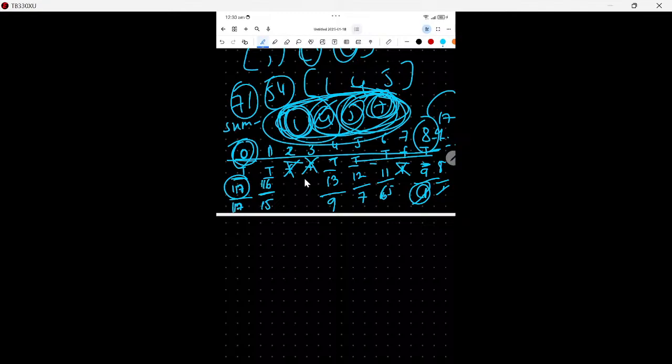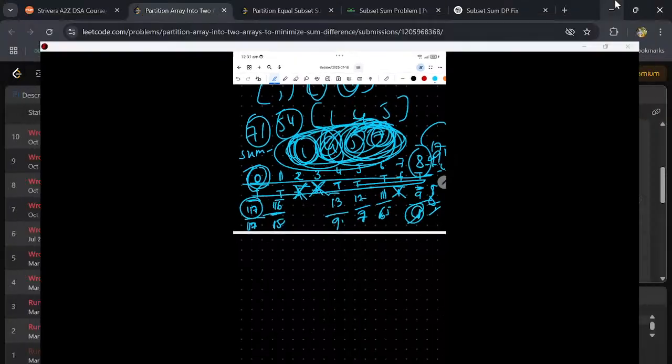Then if one subset sum is 1, the remaining subset must be 16, right? The difference is 15. For 2, the subset is not possible. For 4, yeah, it is possible. Then the remaining is 13, and the difference is 9. For 12, the difference is 7. Coming to 8, the other is 9, and we get a difference of 1. For these half elements, after that it repeats. Like here comes 9, then 8, then 11 and 6, like that. So 1 is the minimum difference here. I hope you guys get it.